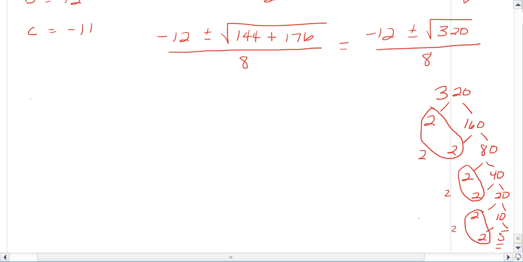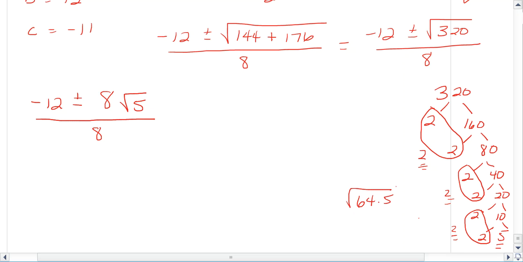So let's now rewrite this. Negative 12 plus minus. Remember, I multiply all the squares that I found. That's why I went 2 times 2 times 2, and I got 8, and there is a 5 left over. That means that the largest square that goes into 320 is 64, and if you want to check that, 64 times 5 is 320. So really that's all we did. We took the square root of 64, which is 8, and we left the 5 behind.